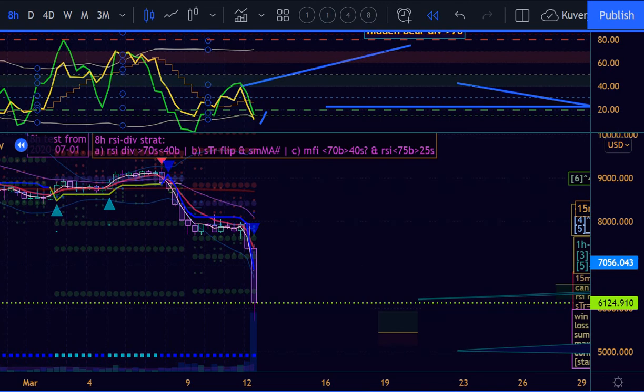Welcome, dear souls, to the 8-hour RSI divergence no loss strategy, part one, the new version, the better upgraded version. Before we start, let's have a look at the indicators.